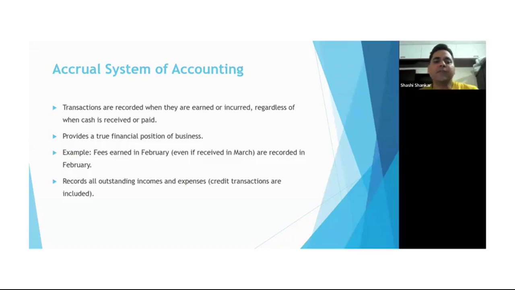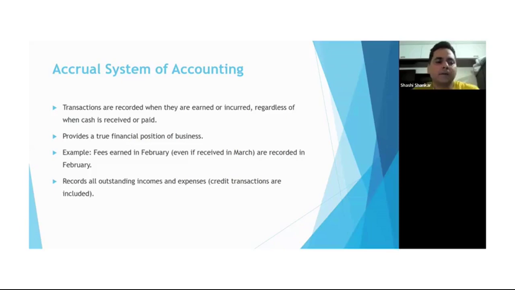It provides the true financial position of the business. Definitely, if you are comparing cash versus accrual, this is more accurate. Suppose rent is due in the month of March and it is not paid till April. It doesn't matter whether it is paid or not, but for recording, in the accrual system it should be recorded in March itself. That will provide the true financial position of the business. Otherwise, it will not show the accurate picture of the business.